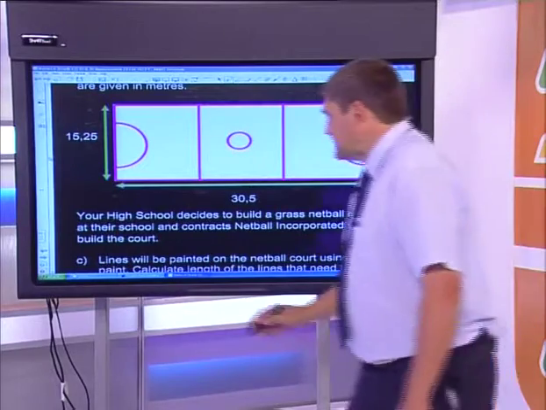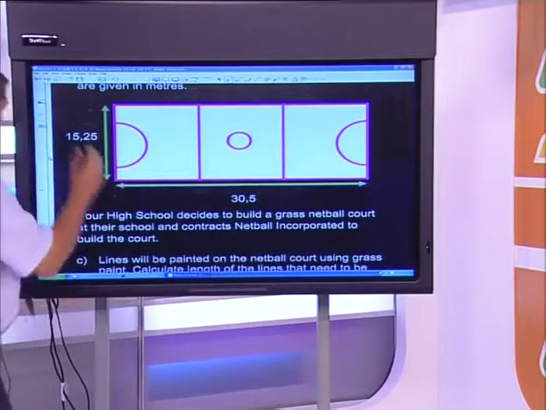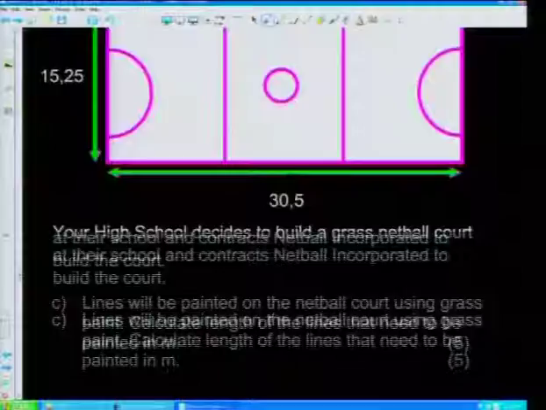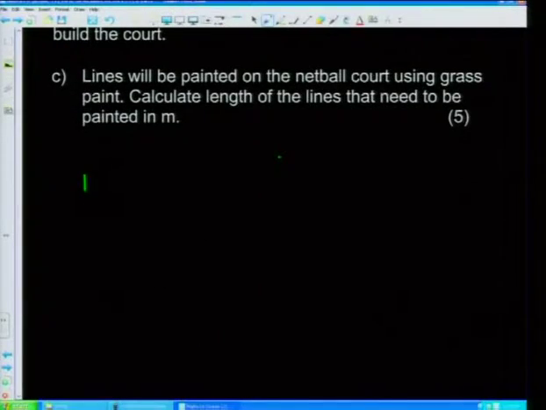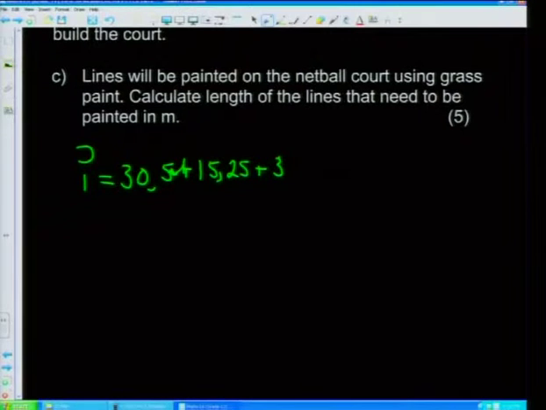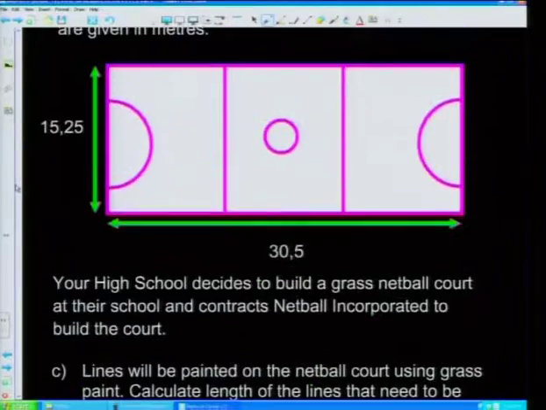Okay? So let's write that down now. I'm going to go this side. Why? Because I want to. So we're going to write this down, and I'm going to say, right, my perimeter, or the length of my lines, is 30,5 meters plus the one breadth, which was 15,25 meters plus the other length of 30,5 meters plus now 15,25 meters. Okay?